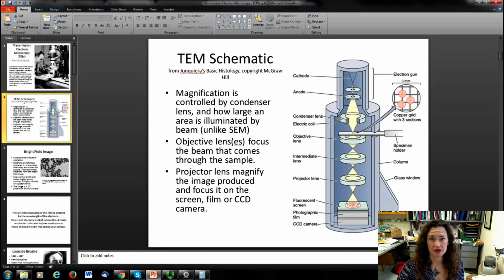Okay, there's different ways to display the image depending on how old your TEM is. There are fluorescent screens that glow when the electron beam hits them. There's photographic film, that's for the old school TEMs, and then there's a CCD camera that allows you to get your electronic image data out of it. Okay, so that's TEM basics.